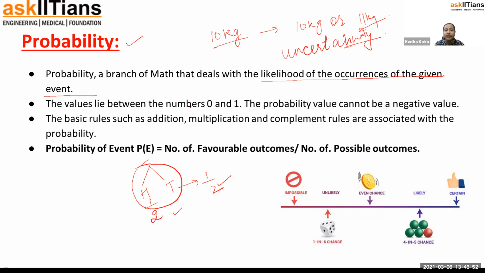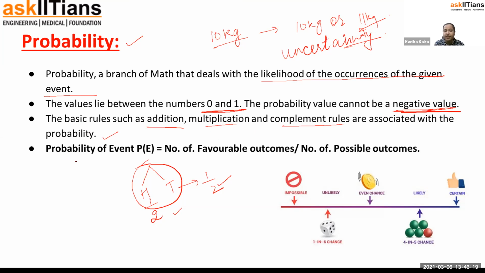Now probability numbers lie between 0 and 1. You cannot have probability less than 0 and you cannot have it greater than 1. So it also cannot be a negative value. It's a very important point. Next, the basic rules such as addition, multiplication, and complement are associated with probability. So this is the case of or, and, not.